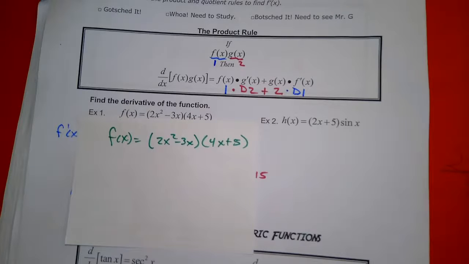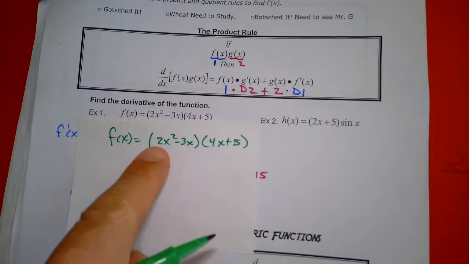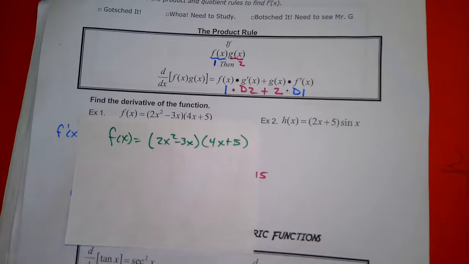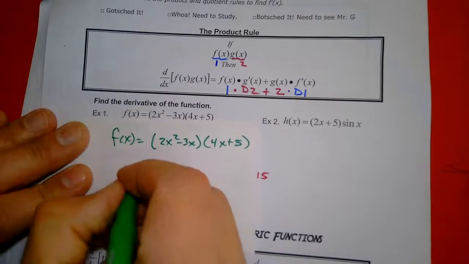What's something else you want to try? What do you think? So don't do the product rule. We want to try something else. Can we rewrite this? How do I rewrite that? It starts with an F word. FOIL. Let's FOIL this thing.